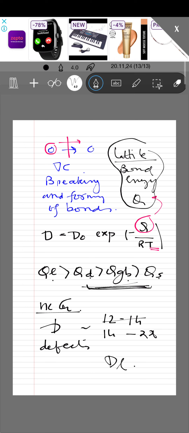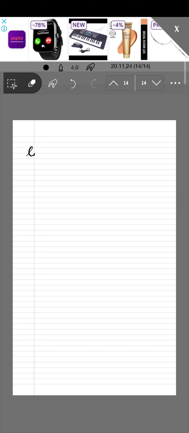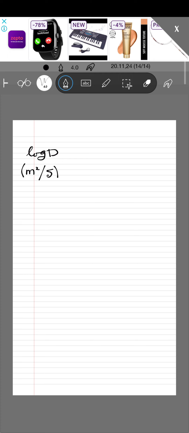Now, if you plot the different diffusivities, so log of diffusivity D, which comes as meter square per second. So why? Because the flow of atoms in diffusion is through a particular area and for a particular time. So it is the amount of area covered per unit time. So that is why this meter squared per second unit. You take log D and plot it against a normalized temperature. That means melting point divided by the temperature supplied. This is the normalized temperature.